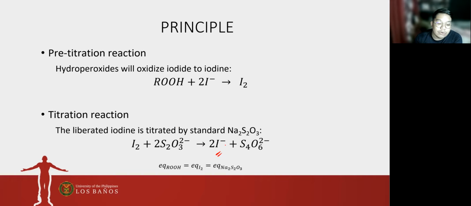So parang same lang din siya with your iodine number determination. Na yung liberated I2 natin will be the one titrated using your standardized sodium thiosulfate producing your iodide ion. So basically, gagamit ka rin ng starch during titration. And as you can see here, the equivalence of your peroxide is equal to the equivalence of I2 produced. Kasi 1:1 naman yan. And yung na-produce mong I2 ay equal naman sa equivalence of sodium thiosulfate used.